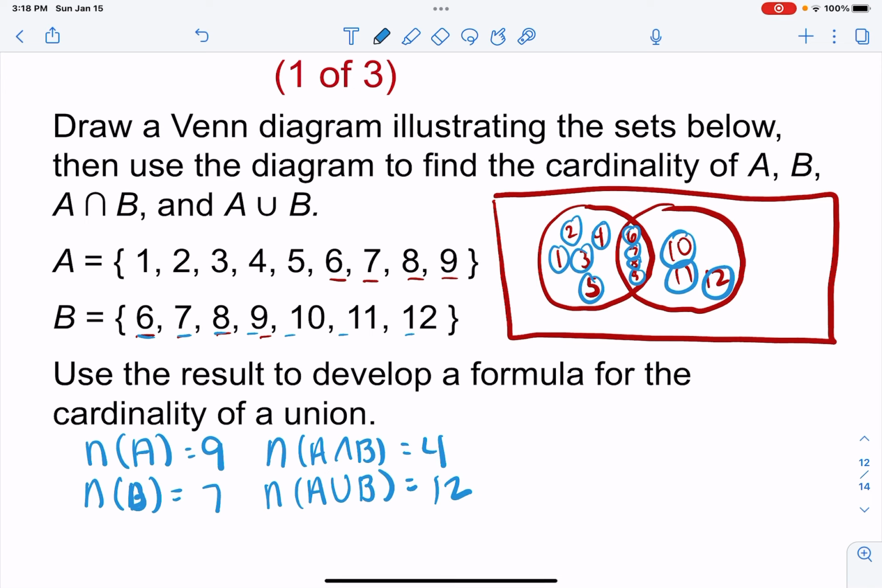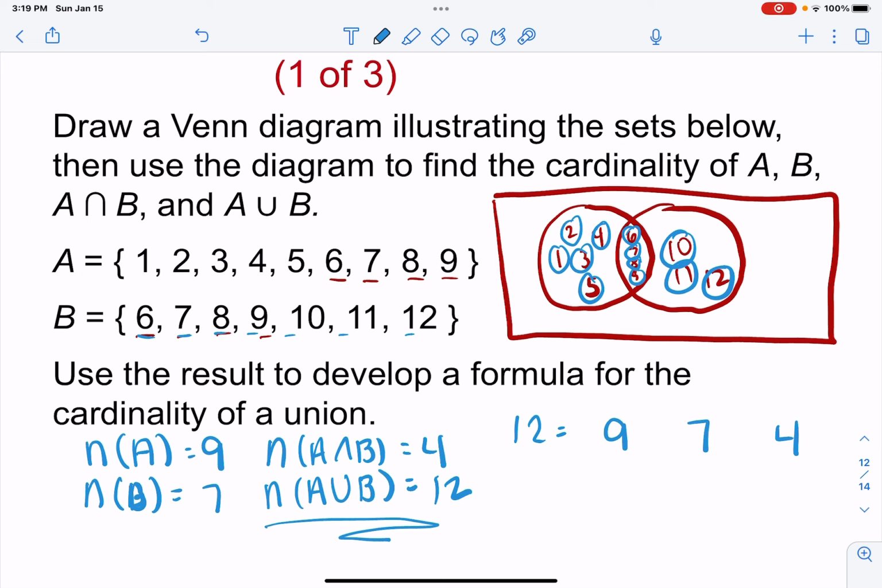Okay. So what they want us to do is use the results to develop a formula for the cardinality of a union. So they want us to figure out how can we come up with 12 using the other numbers. What I always like to do in class is I'll say, okay, so 12 equals, and then I've got to use the 9, the 7, and the 4. So I always ask my students, what arithmetic would I put between the 9 and the 7 and the 4 so that I could come up with 12.